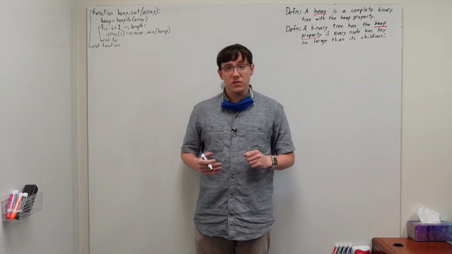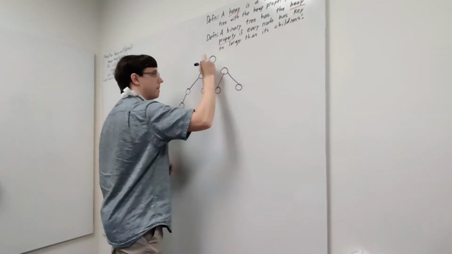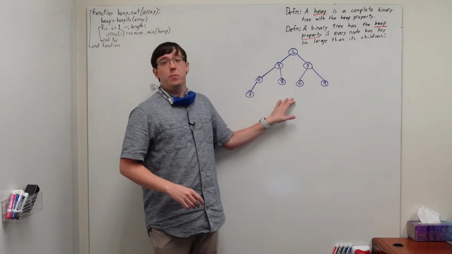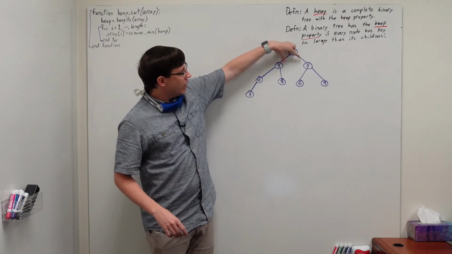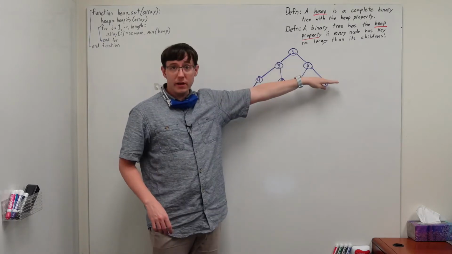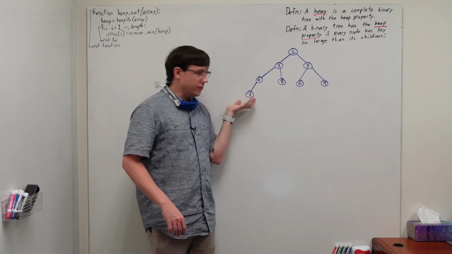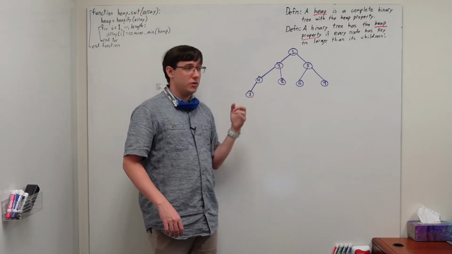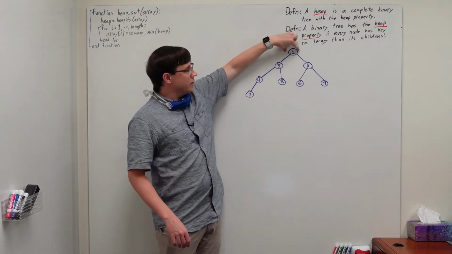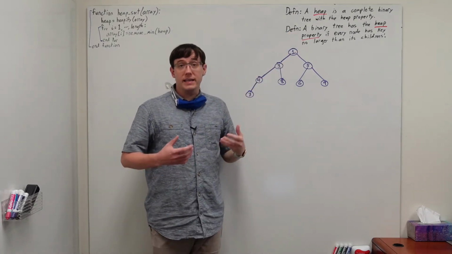So let's draw an example of a heap. So here we have a binary tree where every node has at most 2 children, and all of the levels of the tree are completely filled in, except possibly the last one, and the nodes in the last level are all the way to the left, so this is a complete binary tree. And we have the heap property because for every node, its children have keys that are at least as large.